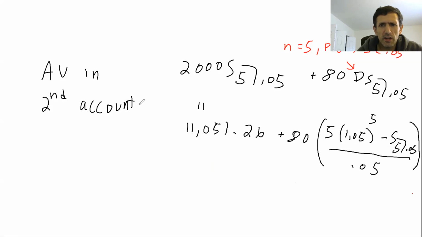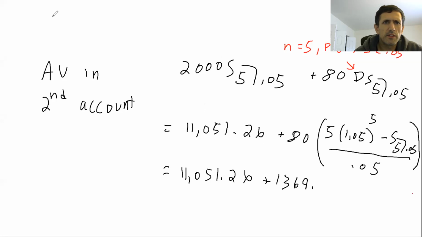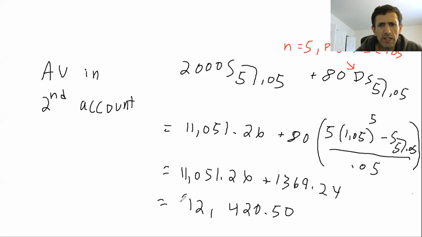Anyway, this whole thing here is 1369.24. So I should say equals here. So 1151.26, 1369.24. And so your answer is 12,420 and 50 cents.